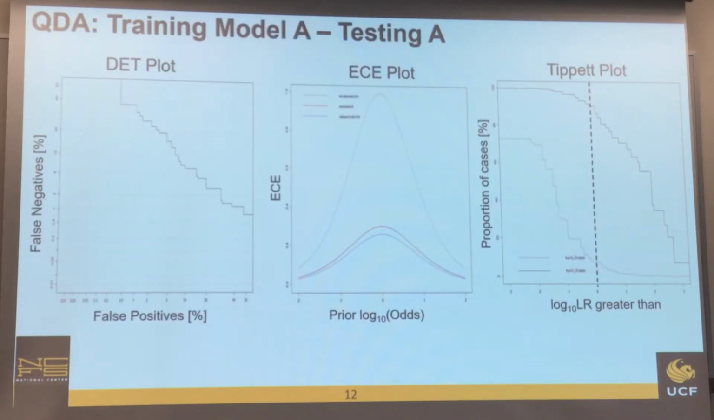Now, one way to determine a model's discriminating power, calibration, and accuracy is to look at their detection error trade-off plots, their empirical cross-entropy plots, and their Tippett plots. Now, when looking at, once again, the QDA approach using model A, you can determine discriminating power by looking at their DET plots. DET plots are characterized by their false negative percentage as a function of their false positive percentage.